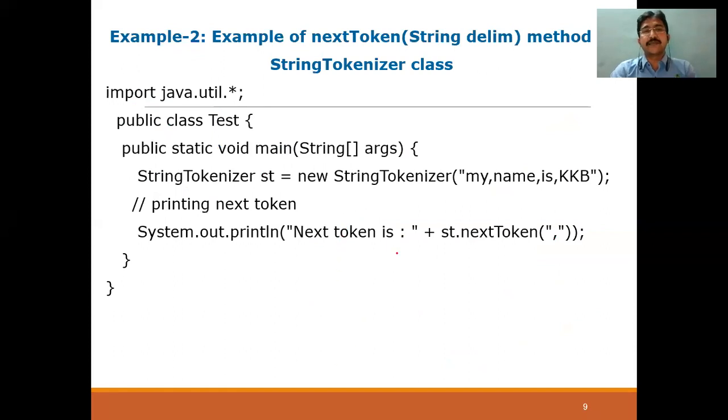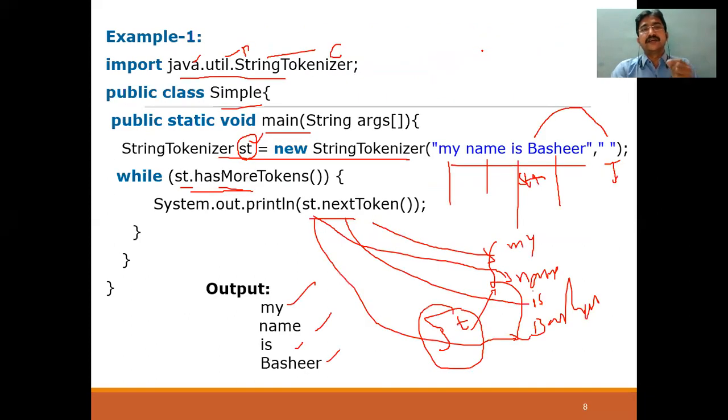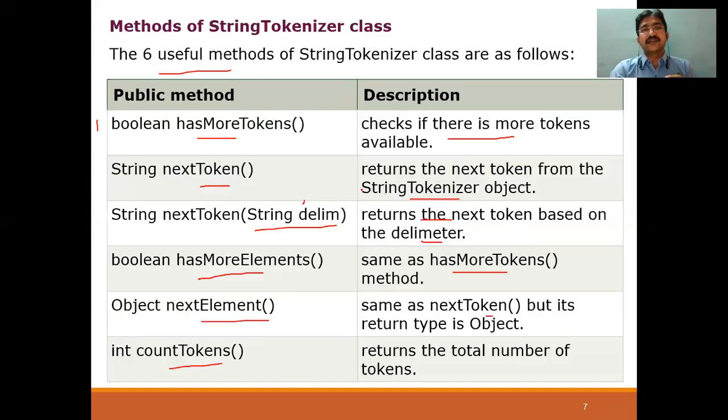Next, see the next example of StringTokenizer, the nextToken with 1 parameter. We have 2 methods for nextToken, right? One is with no parameter, another is with a delimiter. In the first example, we considered nextToken with 0 parameters. Now nextToken is with 1 delimiter.